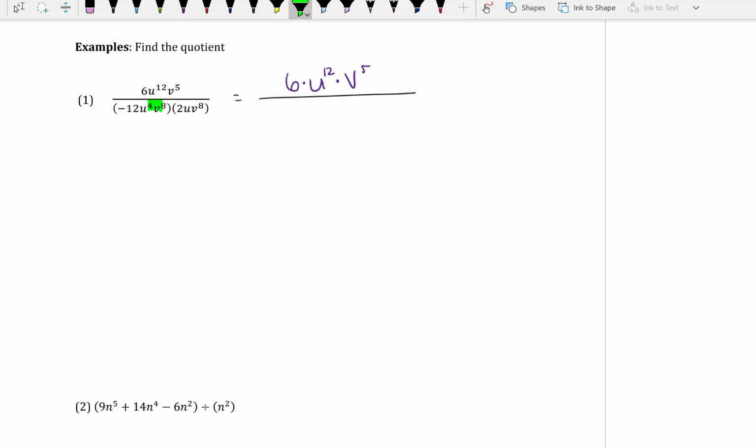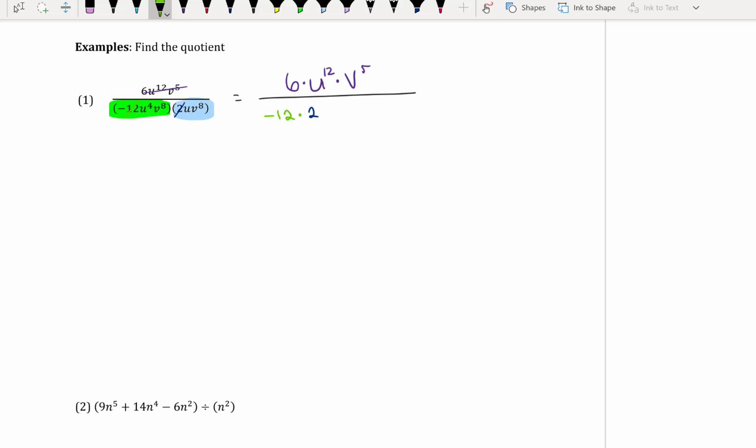Down at the bottom, I have this parentheses and these parentheses, but everything is just being multiplied. So I'm going to rearrange the order here. I have a negative 12 and a positive 2. Usually what I like to do is, once I use the numbers, I cross them out, so that I know I don't have to rewrite any of them.